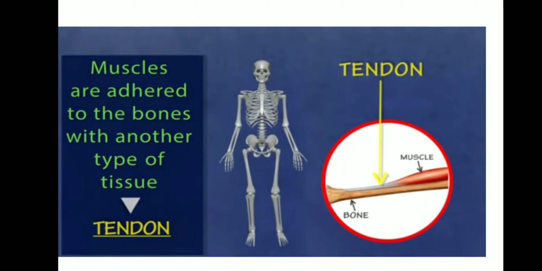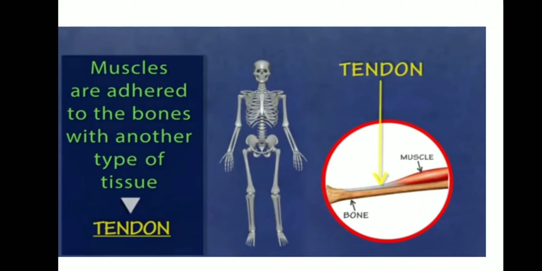Okay, and here first about tendon. The muscles are adhered to the bones with another type of tissue. What is that? Tendon. What's about tendon? They are cord-like, strong structures that join skeletal muscle to the bone. Very important, children. Note it. These tendons are connecting skeletal muscle to the bone.